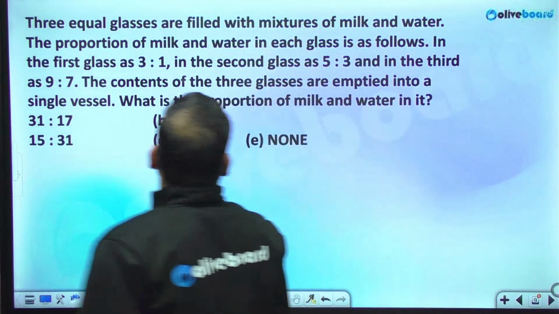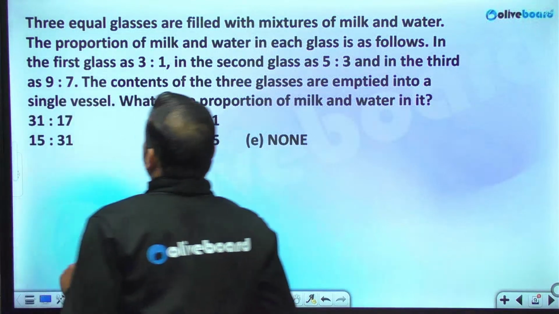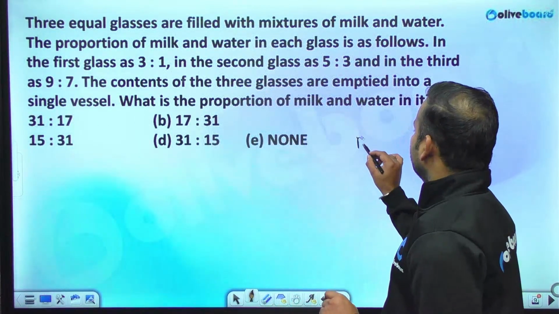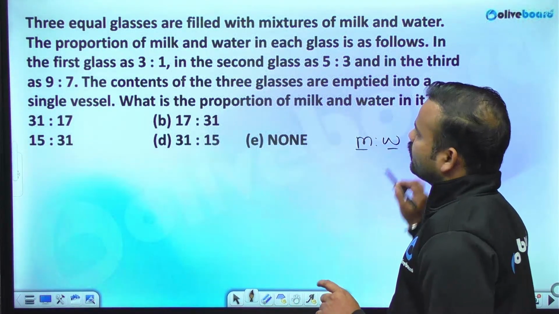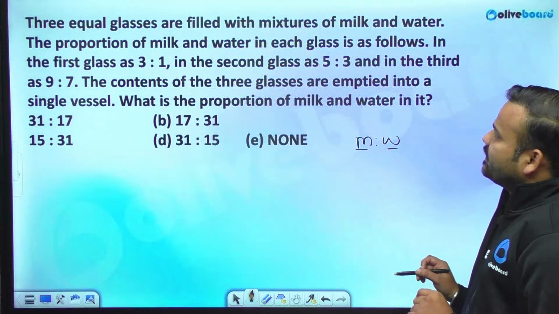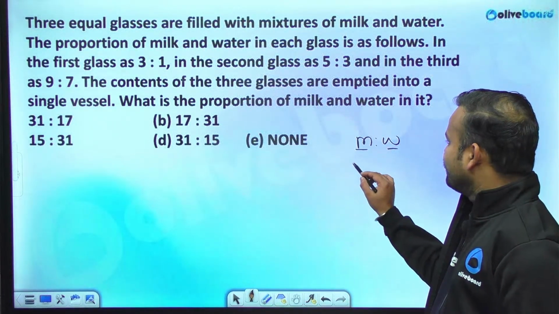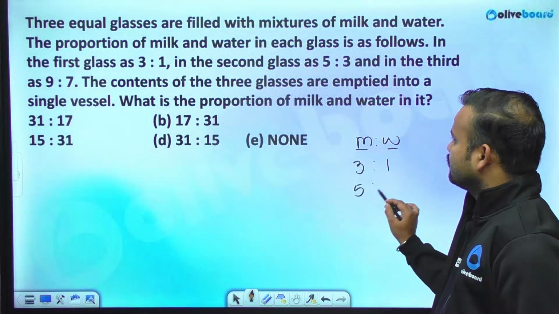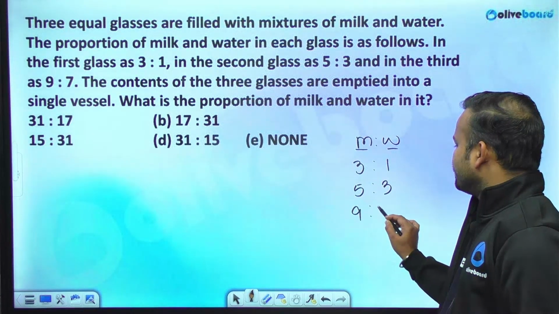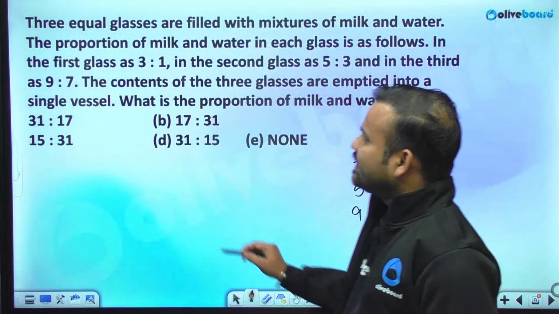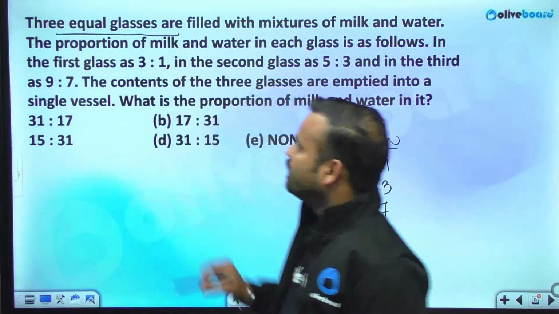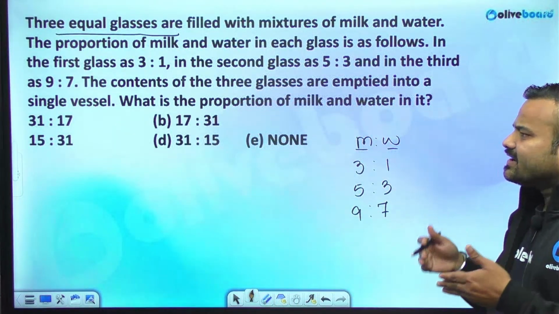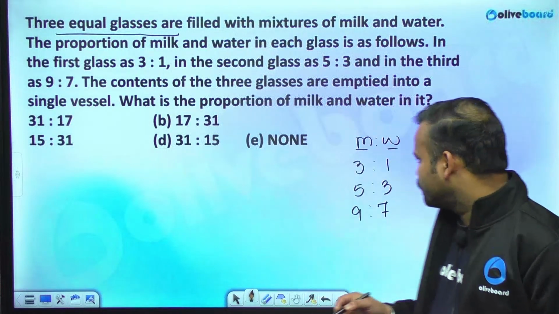Three equal glasses are filled with a mixture of milk and water. The proportion of milk and water in each are as follows: 3:1 in the first, 5 and 3 in the second, 9 and 7 in the third. All the containers are of equal volume. The containers are poured into the third container. So make the volume equal.